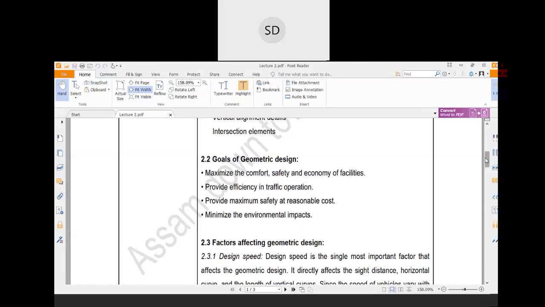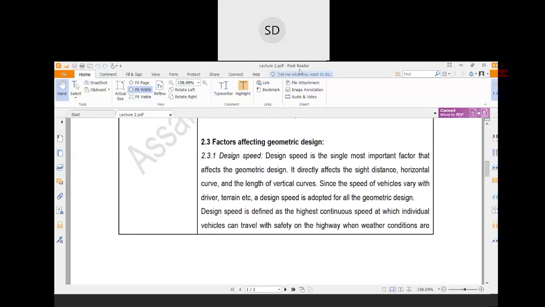Now, what are the different factors which affect the geometric design? First is design speed. Basically, design speed is the single most important factor that affects the geometric design. Design speed is that speed considering which we design all our geometric features. So it directly affects the side distance, horizontal curve, the length of the vertical curve, transition curve, and super elevation. Each and every geometric feature is affected by the design speed.